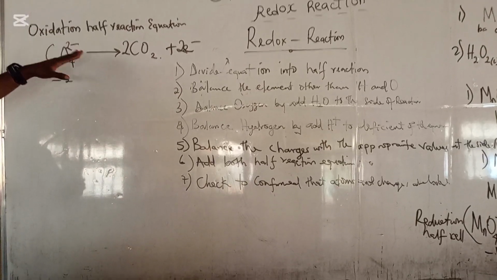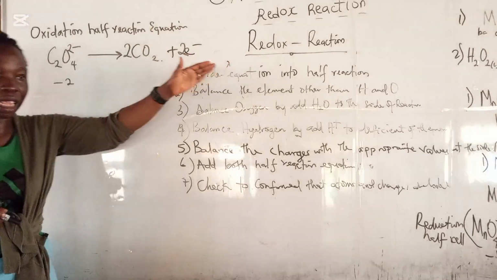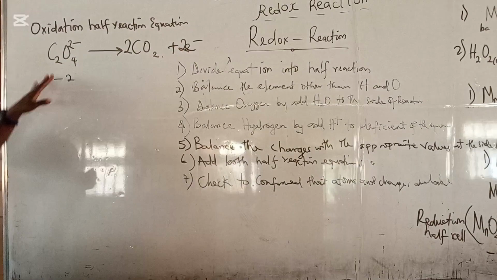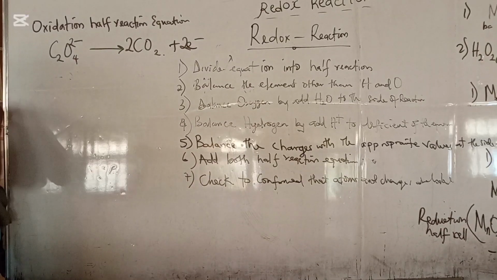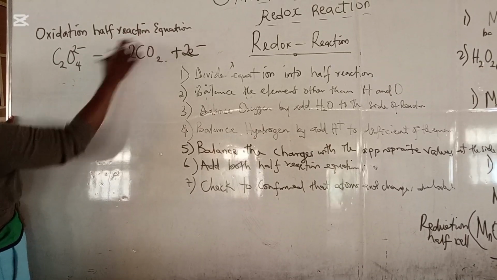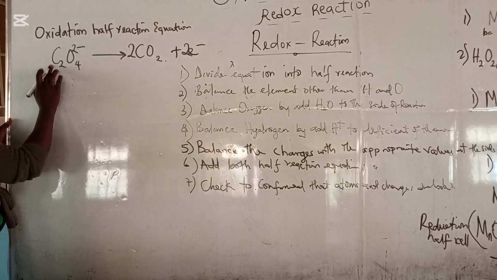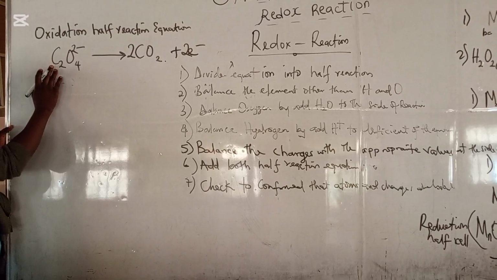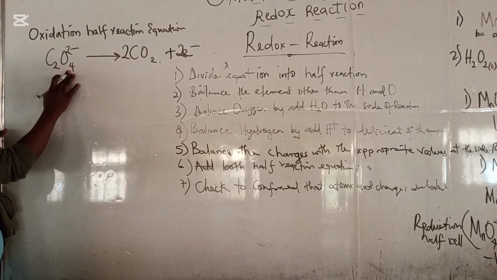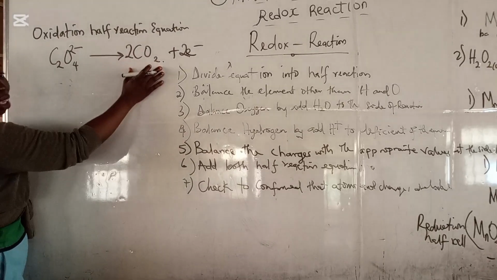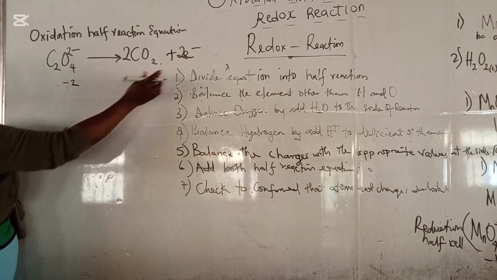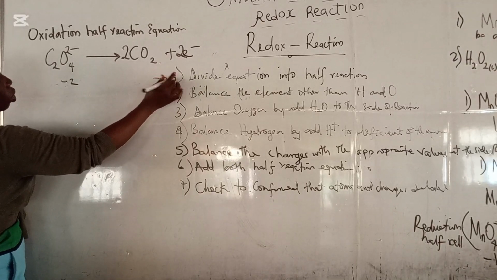Because this is oxidation, you have to lose electrons, and electron loss shows at the what? Product. So it means therefore that the oxidation half reaction equation is balanced by 2 atoms of carbon, 4 atoms of oxygen. The charges here is -2. The charges here is also -2.